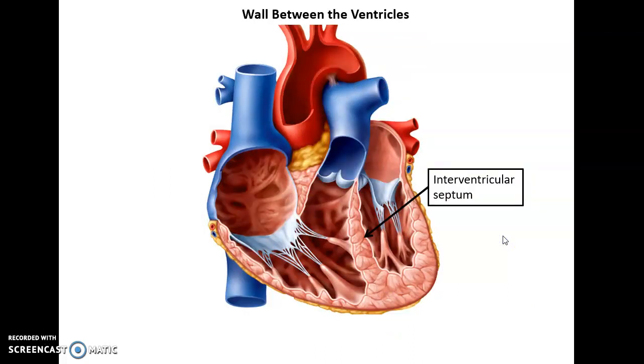Open up the heart again. This is again a frontal section. This wall here is the interventricular septum. It's the wall between the right and left ventricles, interventricular, between the ventricles.